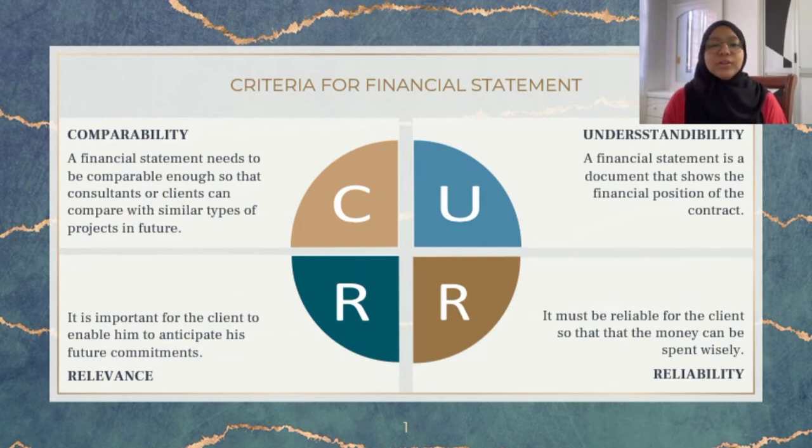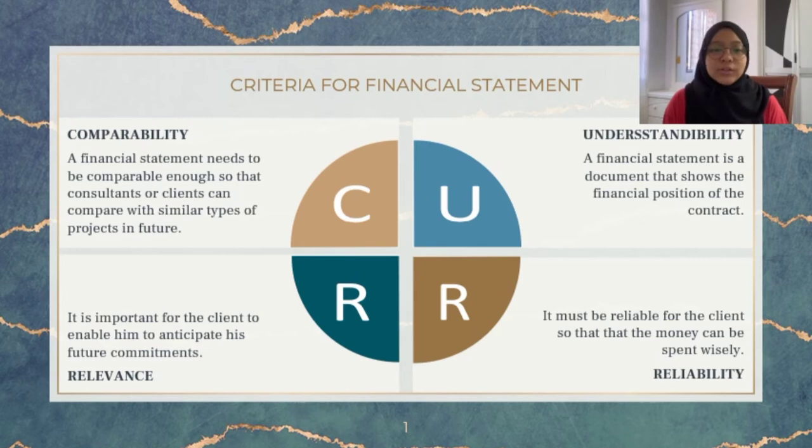There are four criteria of financial statement. The first criteria of financial statement is comparability. A financial statement needs to be comparable enough so that consultants or clients can compare with similar types of projects in future. It must have a rigid value and a clear trend of expenditure throughout the contract period.